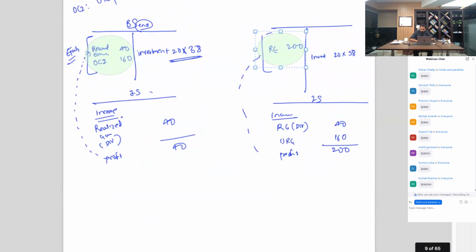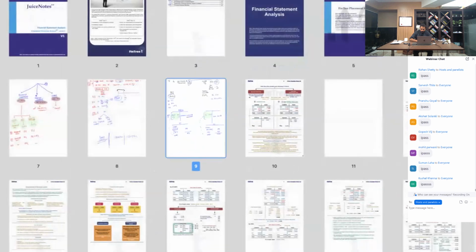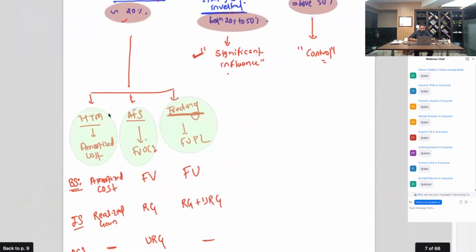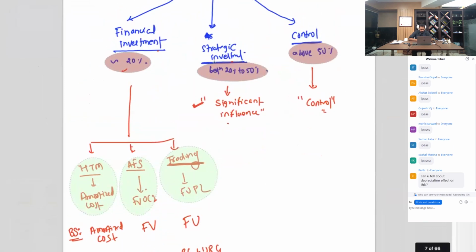So now let us do a comprehensive example again on the remaining methods. So in our flowchart, we did financial investment, HTM, AFS, trading. Now, if you have a significant influence, can you tell about the depreciation effect on this? There is no depreciation part. These are financial assets. You don't depreciate stocks that you bought. You depreciate typically your PPEs, right?